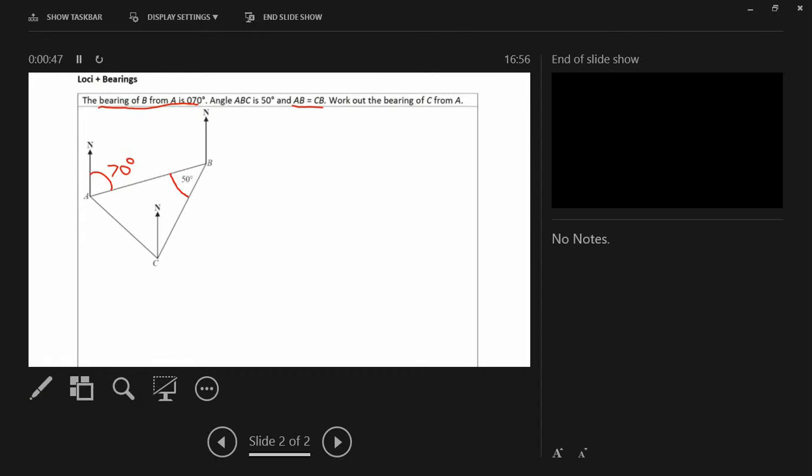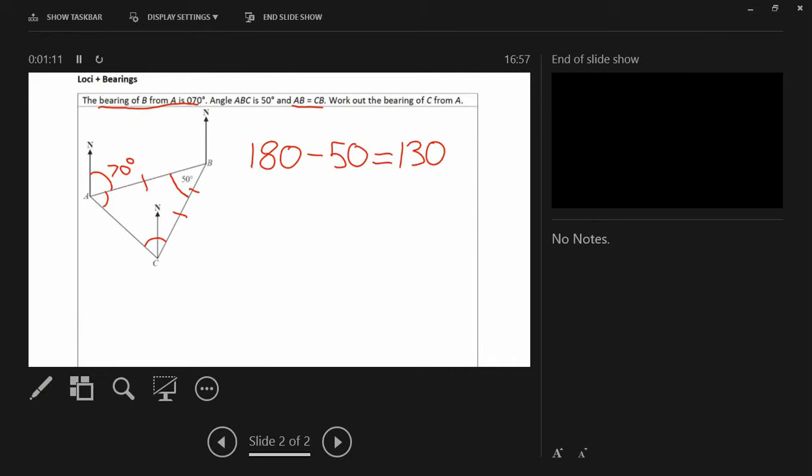So our line AB equals our line CB, which means we have an isosceles triangle. So this angle here and this angle here are going to be exactly the same. We know that a triangle's angles add up to 180 degrees. And again, we've got our 50 degree angle here, so we can take it away. And that leaves us with 130 degrees left over.